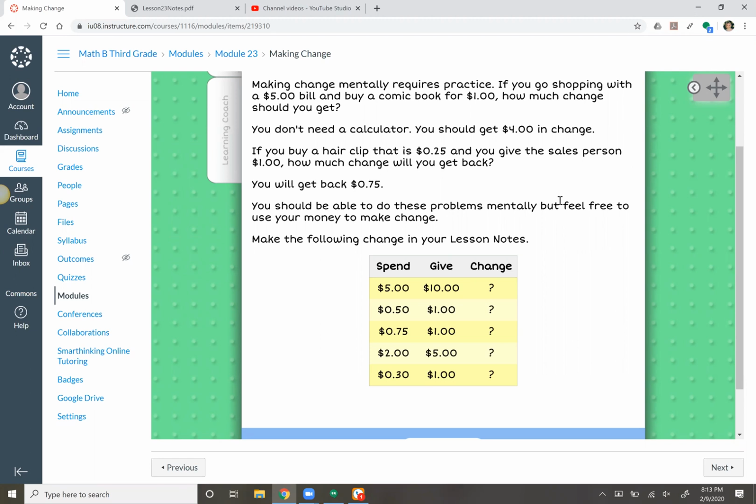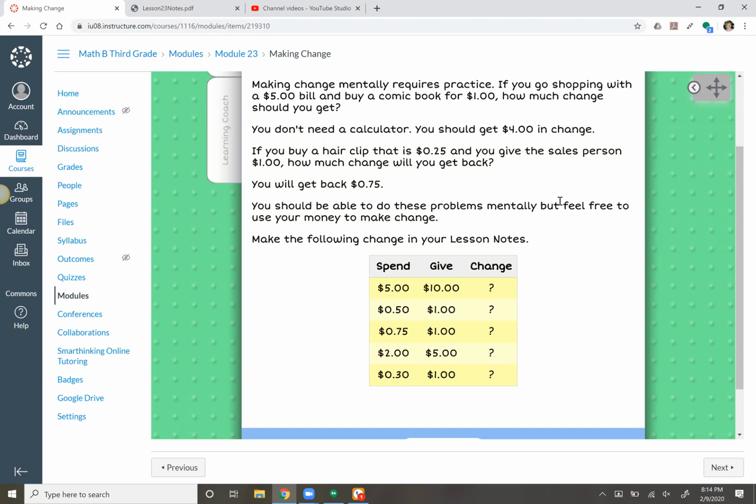So let's say we're going shopping and we have a $5 bill and we buy a comic book for $1. How much change should you get? Well, you don't need a calculator. You know the answer. 5 minus 1 is 4. And it's the same difference whenever you say dollar. So $5 minus $1 is $4.